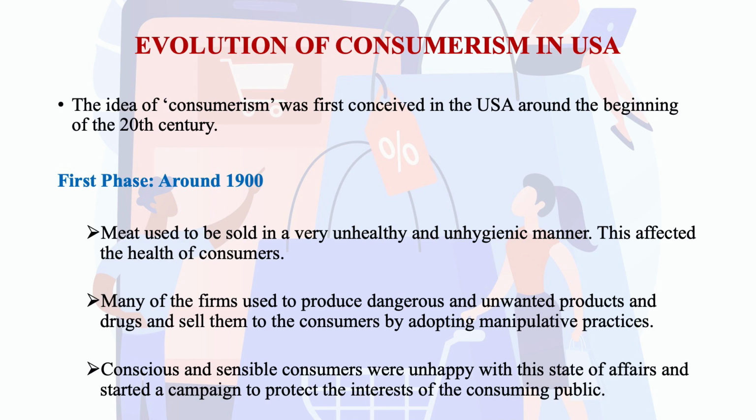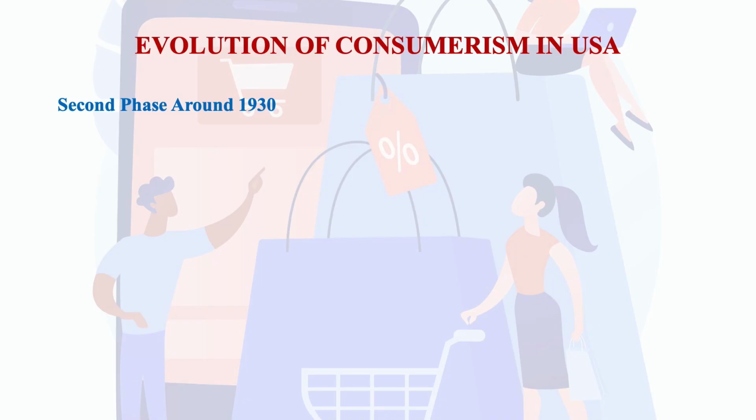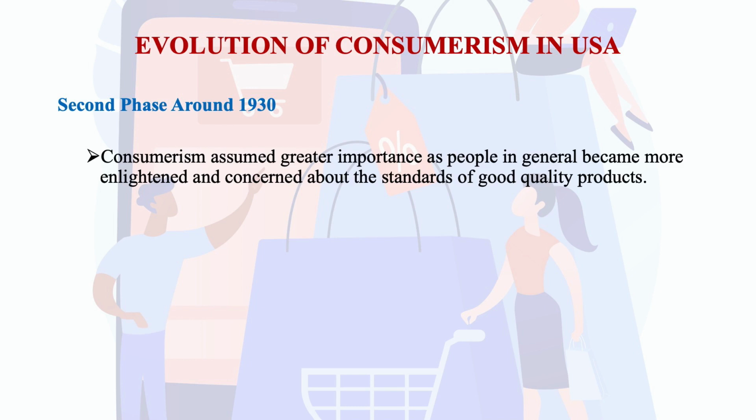Many conscious and sensible consumers were unhappy with this state of affairs and started a campaign to protect the interests of the consuming public against meat and meat-related products and drugs and drug-related products. That was the beginning, around 1900. Then in the second phase, around 1930 onwards, consumerism gained greater importance as people in general became more enlightened and concerned about standards of good quality products, because awareness was created by publicity, and people started discussing the matter publicly by holding meetings and all those things.